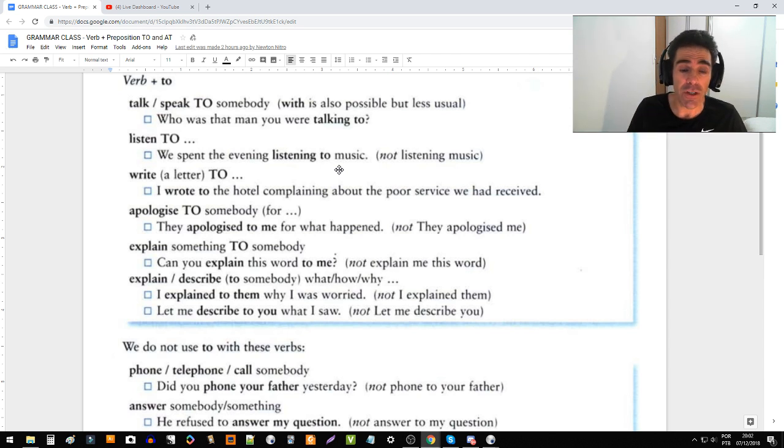And listen to. We spent the evening listening to music. We don't say listening music, we say listening to music. I love listening to rock and roll, for example. Remember, for all of these structures, verb plus preposition, go home now, right here in the comments, on the chat, and make a sentence with listen to, so you remember better and practice better.